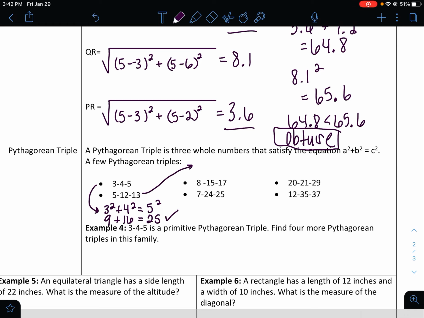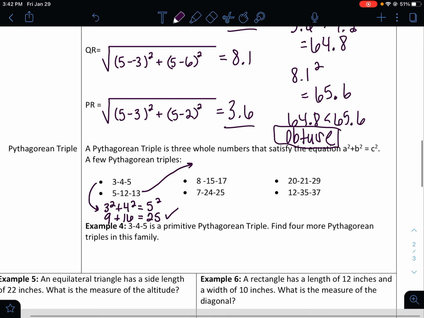If we do this one, I'm not going to do all of them, but if you had 5 squared plus 12 squared, it should equal 13 squared. So that's going to be 25, right? Because 5 to the second power is 25. And then 12 to the second power is 144. 13 to the second power is 169. And if you add 25 and 144, it does equal 169.